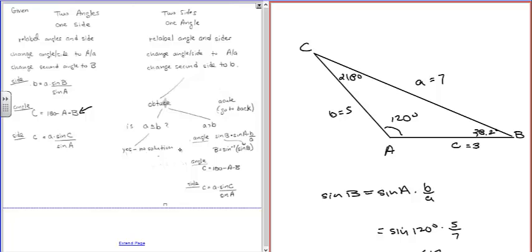You either have no solutions because A is less than or equal to B, or you have one solution if A is greater than B.